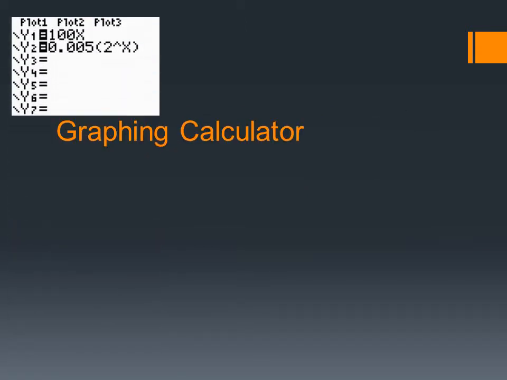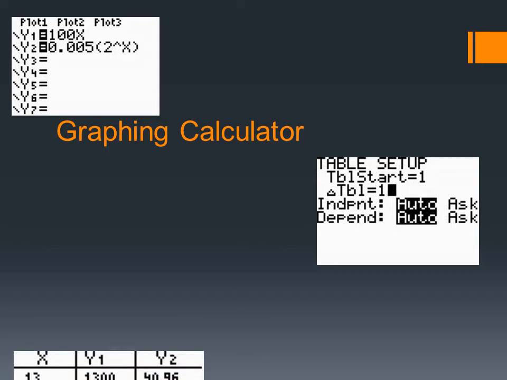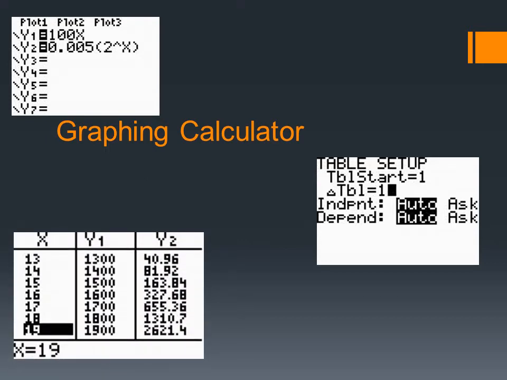So using the graphing calculator, I just typed those into my y equals. They're just the same equations. Then I went to my table setup, which is second window. I started at day 1 and going by 1 for each day. Then I hit second graph to go to my table, and I scrolled down till I got to day 19, which says at day 19 you would receive $1,900, and on the exponential one, you would receive over $2,600.